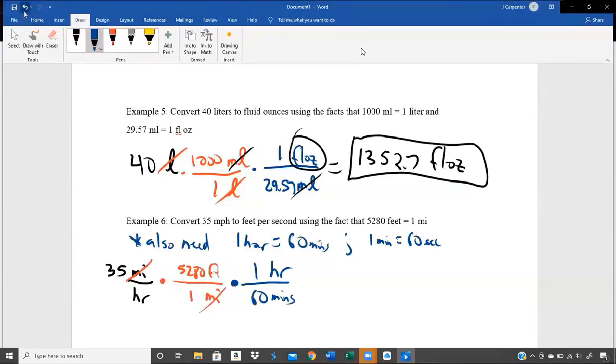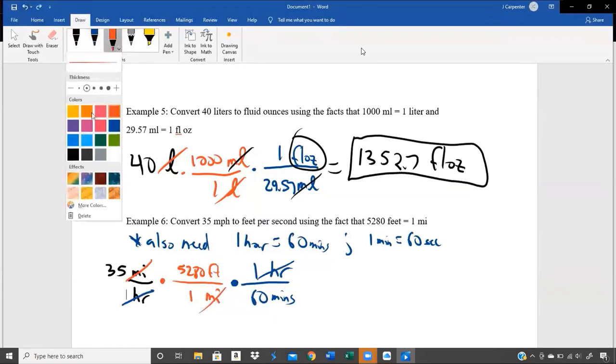So the miles were gone because we had 1 in the top and 1 in the bottom. The hours are gone because we have 1 in the bottom over here and 1 in the top over here. As long as it's all a product, it doesn't matter if they're not sitting next to each other, they still cancel. But we're now in minutes. Is that what we wanted? No, we wanted seconds. So we got to get rid of the minutes. Nobody said these were always short problems.